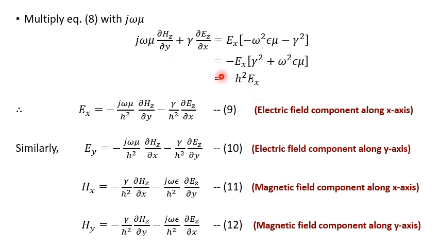From this equation, you can find the expression for the electric field component along the x-axis as Ex is equal to minus j omega mu by h square dou Hz by dou y minus gamma by h square dou Ez by dou x. In this same manner, you can find the electric field component along the y direction. At the same time, you can also find the magnetic field component along the x-axis and y-axis. That is given by equations 9 to 12.